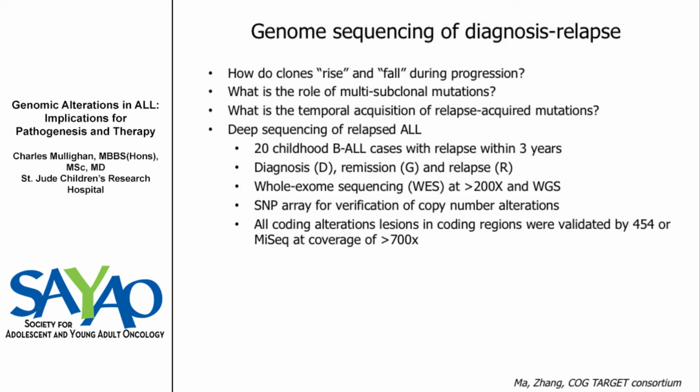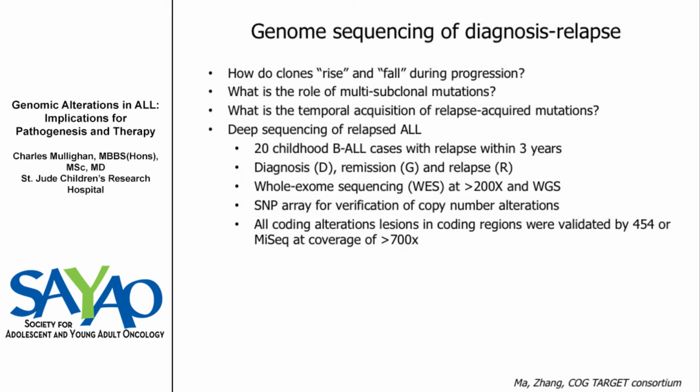But questions remain, so how can we comprehensively examine how clones rise and fall during disease progression and the relationship of mutations in that process? And also, we've noted, and others have noted, that some patients actually have multiple clones with subclonal mutations in the same pathway. How does that work, and how does that influence the progression from diagnosis to relapse?